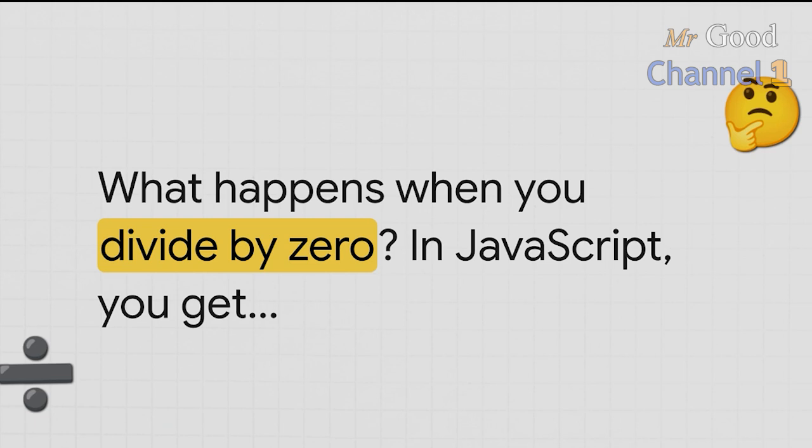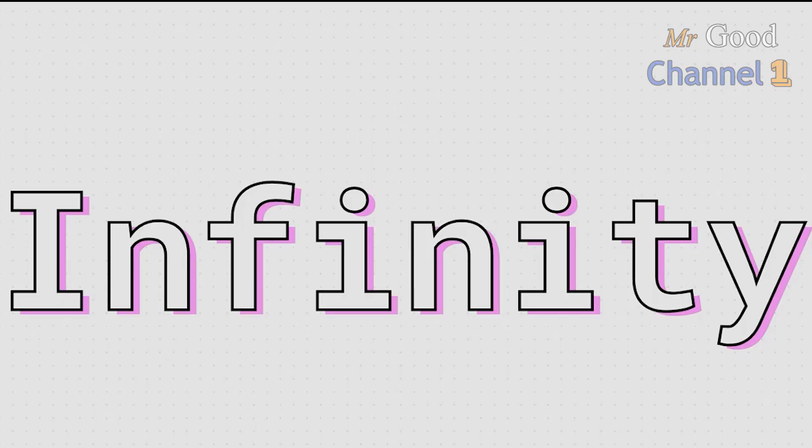A lot of programming languages would just crash and burn. But JavaScript does something a little different. It gives you infinity. Yeah, that's right. It's a special value that represents the mathematical concept of infinity. And it's treated as being bigger than any other number. But here's the really weird part. If you check its type with our typeof operator, JavaScript insists it's still just a number.